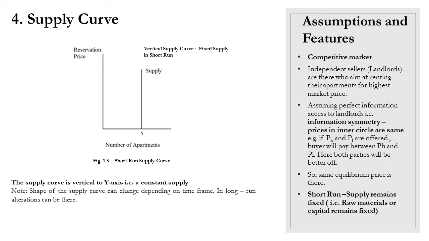low. So that is the only point where both the parties will be better off, the one who is selling and the one who is willing to buy, right? So the same equilibrium prices there. Note that, from this, in the short run our supply curve remains fixed, that is, the factors which can bring a shift in the supply curve are constant. So the supply curve is vertical to the y-axis, and also note that the supply curve can change depending on the time frame. In the long run, alterations can be there.